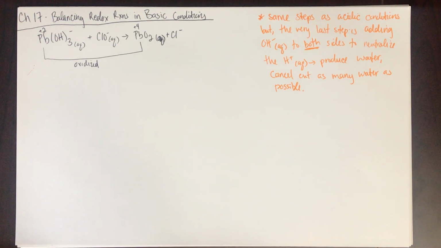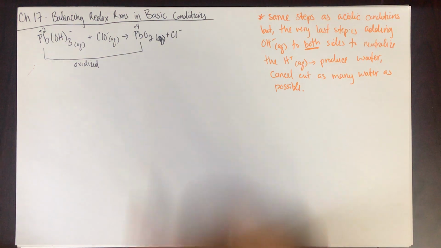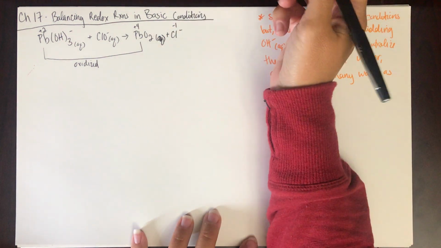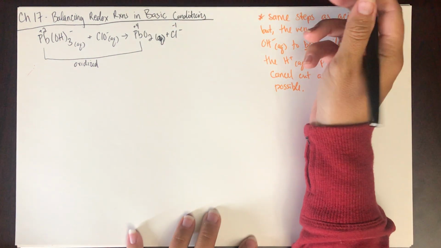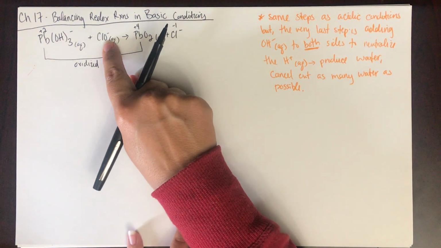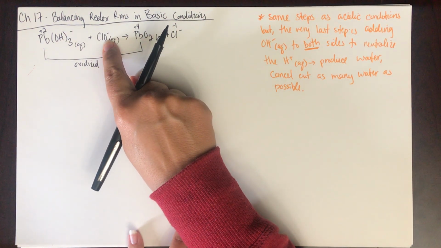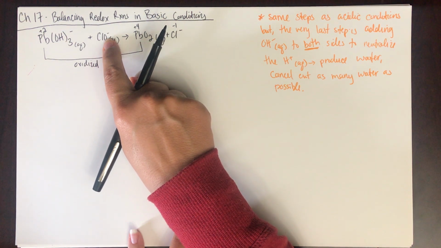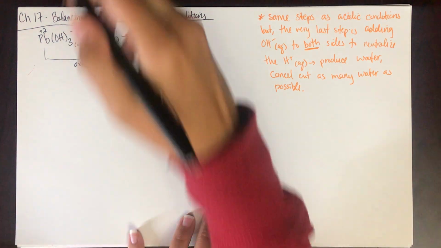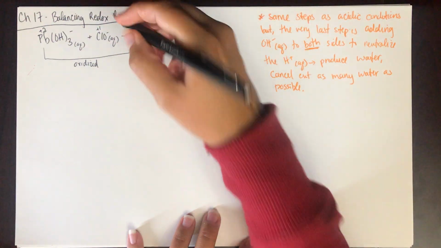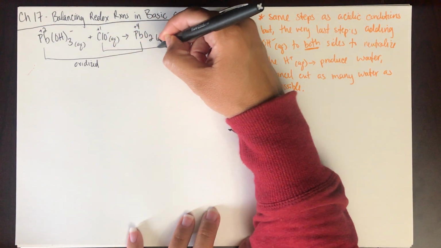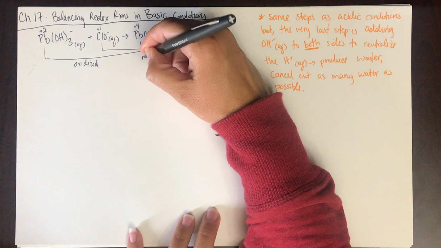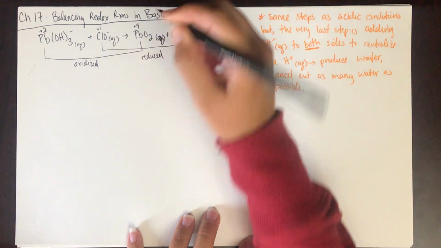Now let's see what's happening to the chlorine. The chlorine here has a charge of -1 because this is a monatomic ion. Here, this oxygen has a charge of -2. So what plus -2 is -1? This must have been +1. So it's going from +1 to -1. That means this is being reduced.